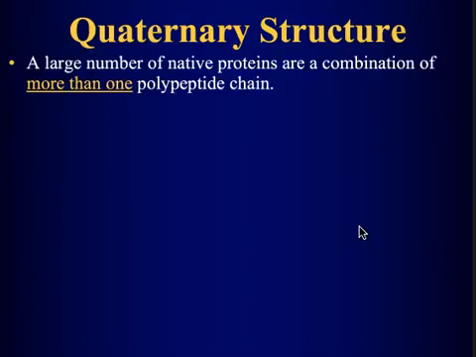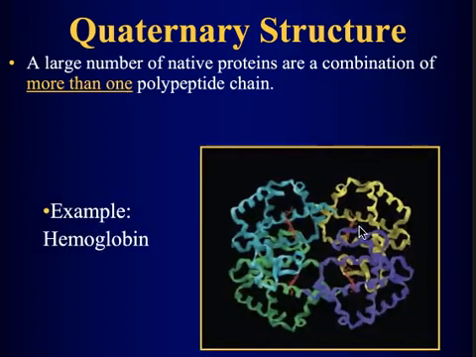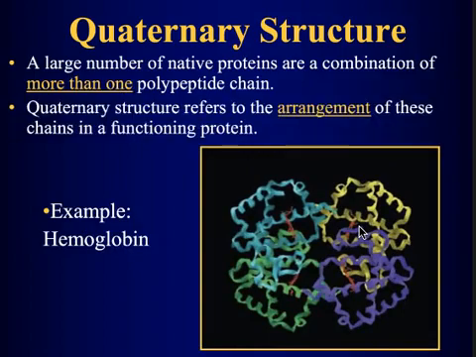Alright, so let's look at our quaternary structures now. Once we get to these large tertiary structures, we can then form a large number of native proteins that combine more than one of these polypeptide chains. So basically we're going to take those tertiary structures and put a bunch of them together to form our quaternary structure. So an example is hemoglobin.